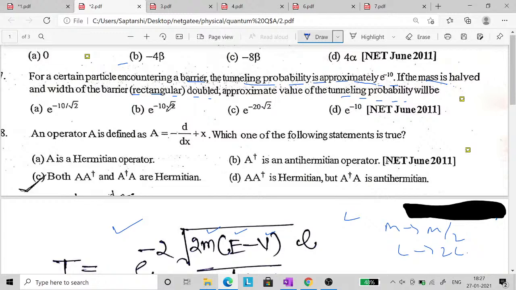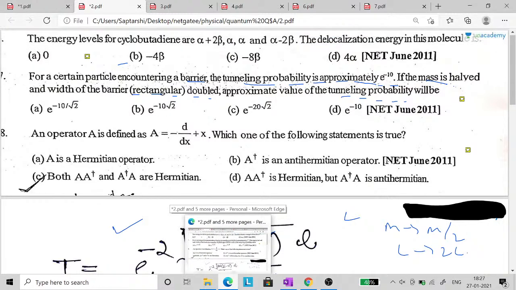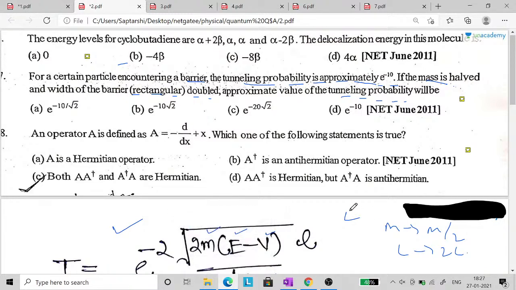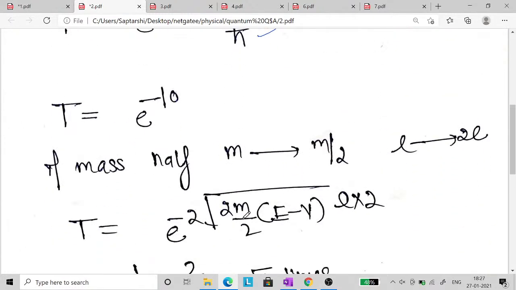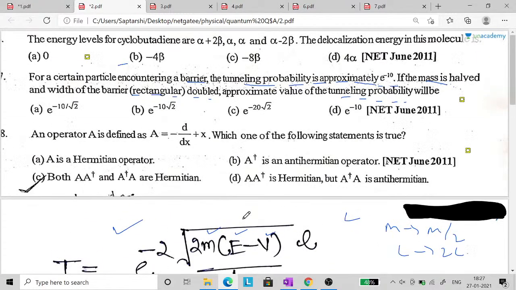Okay, they've given the answer in this form. Did I make any mistake as such? Let us see the solution once. So what is the question actually? They are saying the mass is halved, the approximate value of tunneling probability will be.